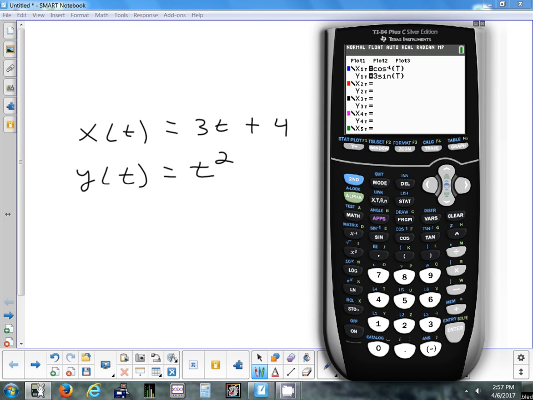Okay. So any questions on how to type in a trig function to a higher power? Again, I think we've done it. The key is just make sure you put it in parentheses.